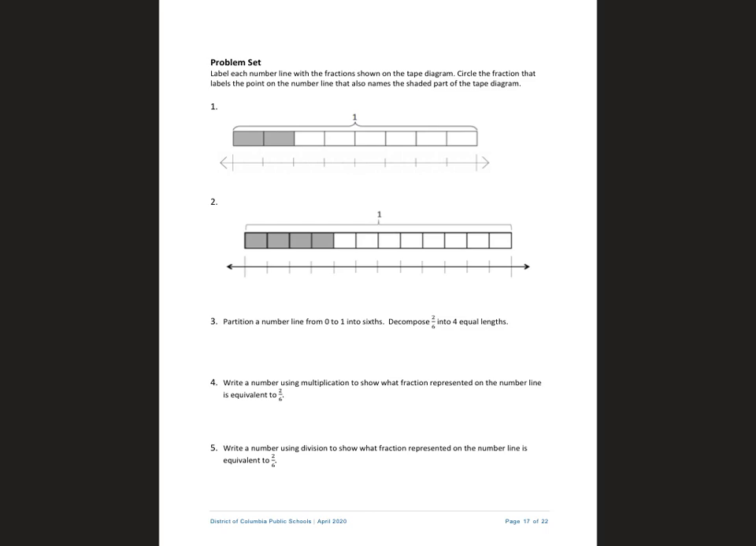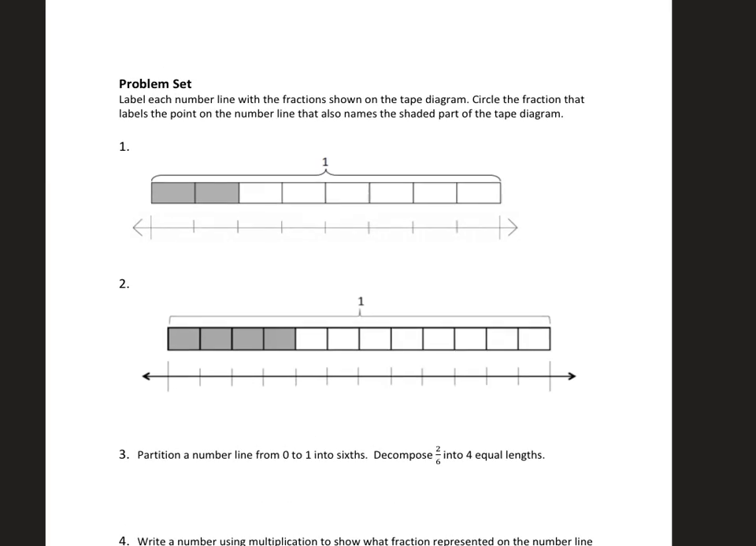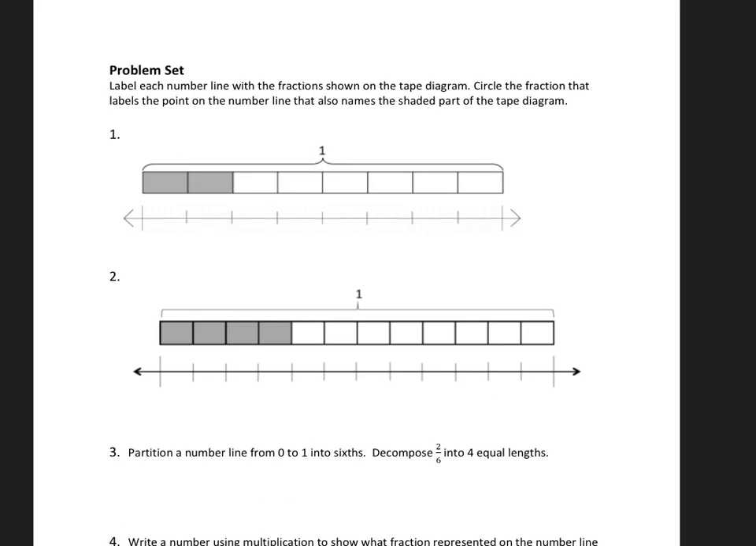Going to the next page. This is your problem set. All right. So again, we're going to label each number line with the fraction shown on the tape diagram. Circle the fraction that labels the point on the number line that also names the shaded part on the tape diagram.